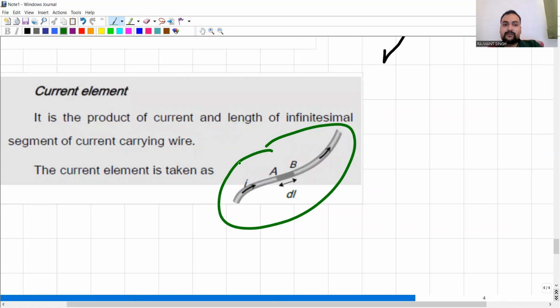Now this becomes the product. The current element is the product of the current and the length of the infinitesimal small segment of the current carrying wire. So what is current element?